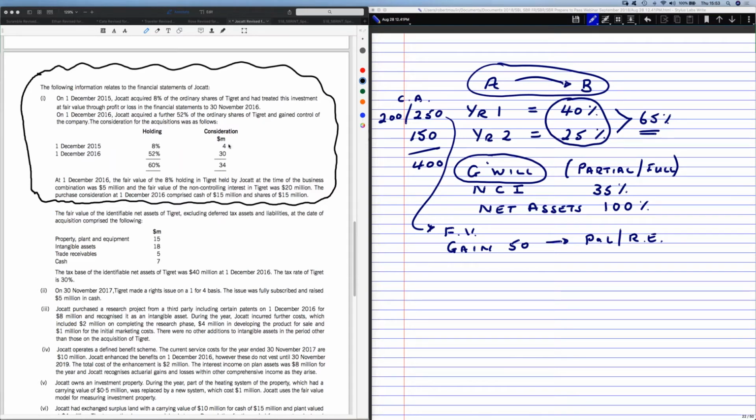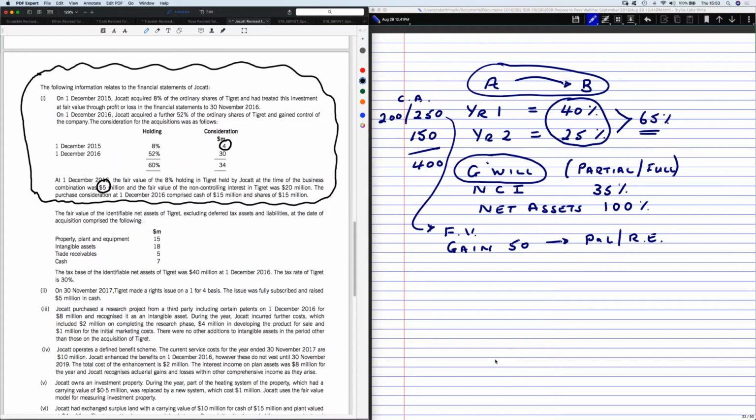Now look at this, please. The original 8% holding was acquired for 4 million. At the 1st of December 2016, the fair value of the 8% holding in Tigray held by Jockat at the time of the business combination was 5 million. What is Jockat going to recognize upon acquisition with respect to this previous holding of 8%? Jockat is going to recognize a gain of 1 million. Right, fantastic, everybody. It will recognize a fair value gain of 1 million.